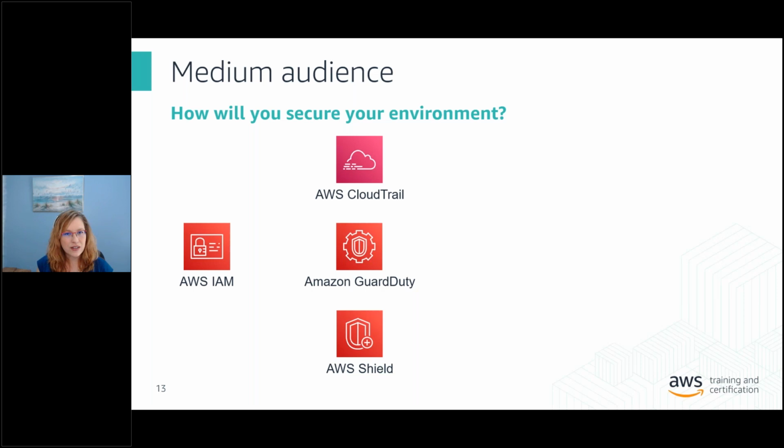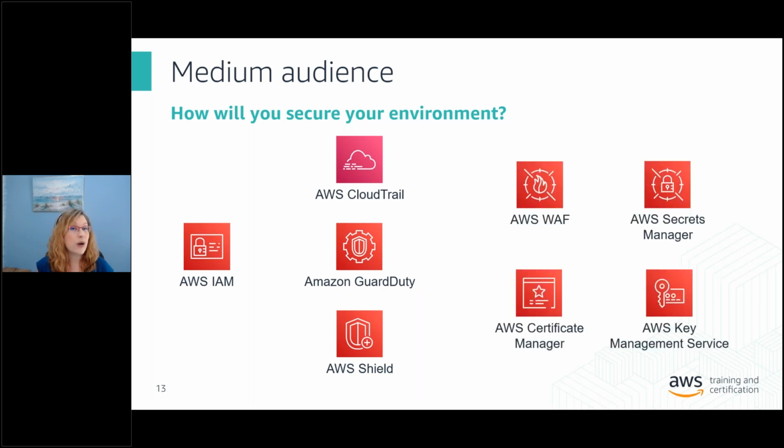Now, beyond protection, there are a lot of other security concerns that go into an architecture and application that we may be working with as well. Things like AWS Web Application Firewall or WAF, AWS Secrets Manager, AWS Certificate Manager, and AWS Key Management Service all help us to protect items within our architecture.